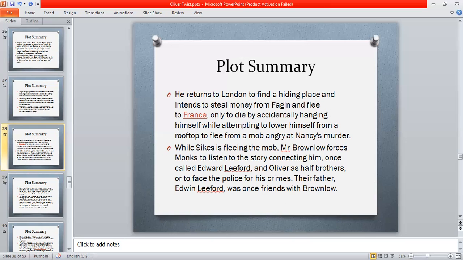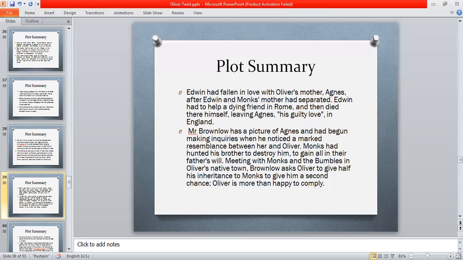While Sykes is fleeing the mob, Mr. Brownlow forces Monks to listen to the story connecting him, once called Edward Leaford, and Oliver as half-brothers, or to face the police for his crimes. Their father, Edwin Leaford, was once friends with Brownlow. Edwin had fallen in love with Oliver's mother, Agnes, after Edwin and Monks's mother had separated. Edwin had to help a dying friend in Rome and then died there himself, leaving Agnes, his guilty love, in England.